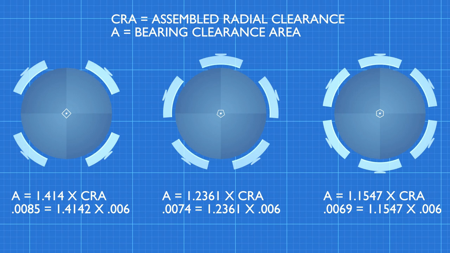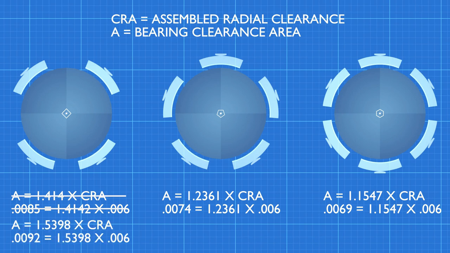If the lower pads of the 4-pad bearing are moved to 36 degrees, the bearing clearance area gets larger, and it doesn't help if you make the pads bigger. The pads just tilt out of the way.